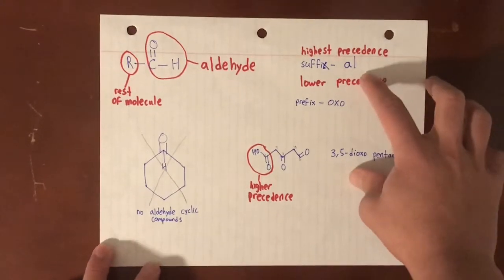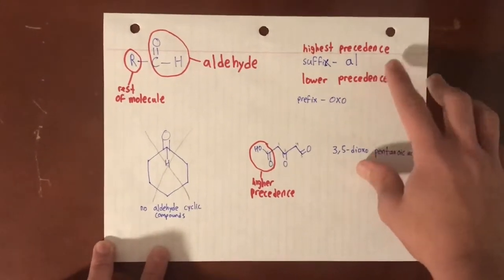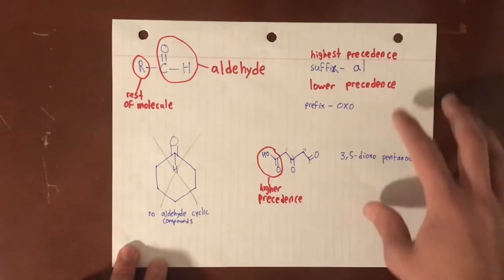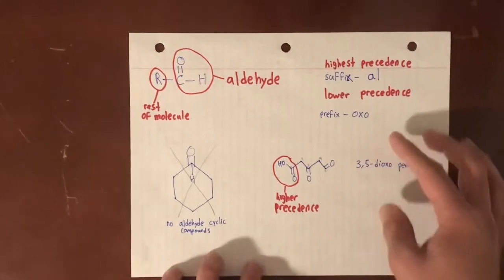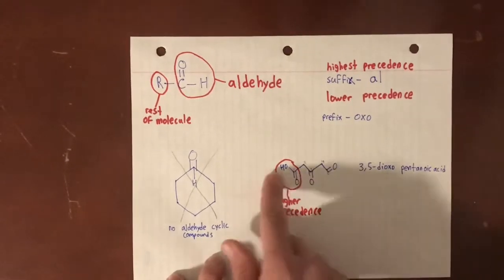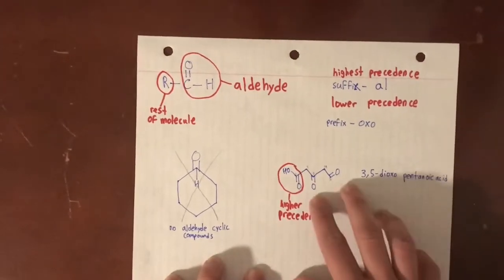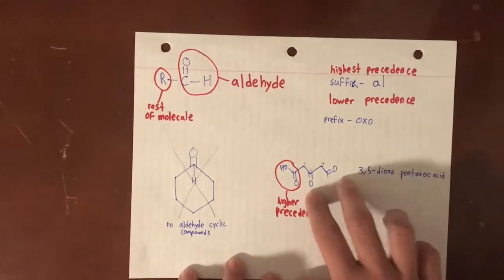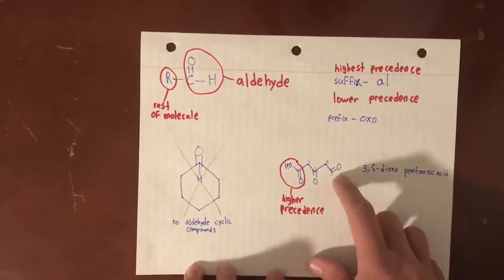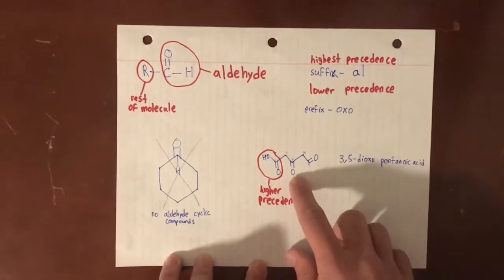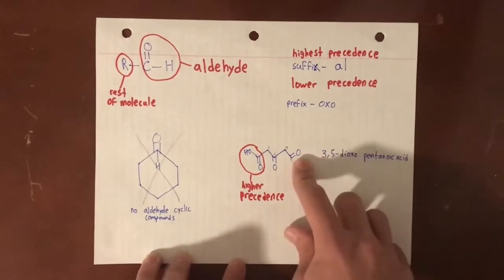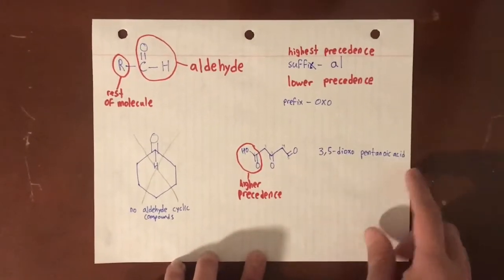The suffix for an aldehyde is al when it has the highest precedence in the IUPAC rules, but if it has a lower precedence, the prefix is oxo. Let's take this for example. This has the highest precedence, and there are two aldehyde functional groups. These will have a lower precedence, so they will have prefixes, both oxo, because this is a ketone and this is an aldehyde. How do you determine that from the name?